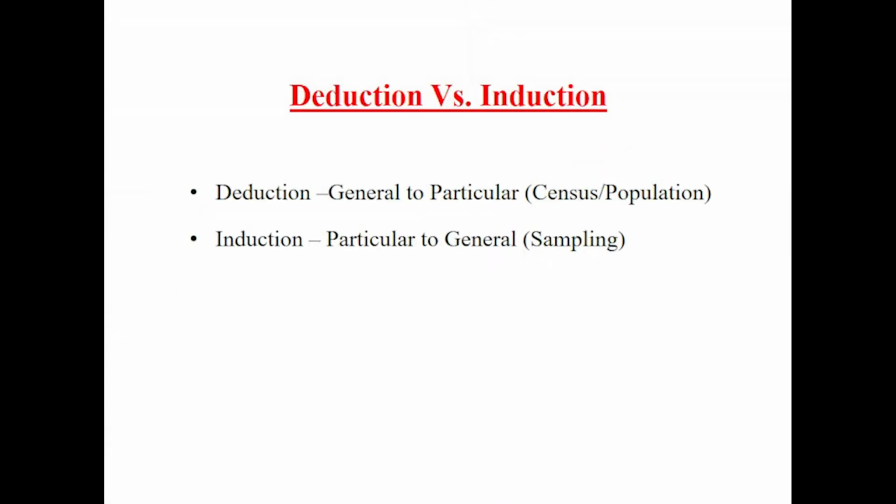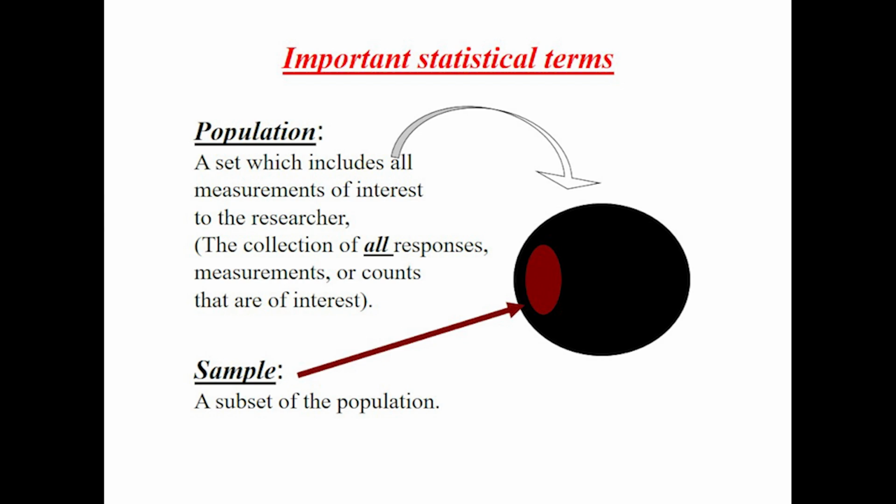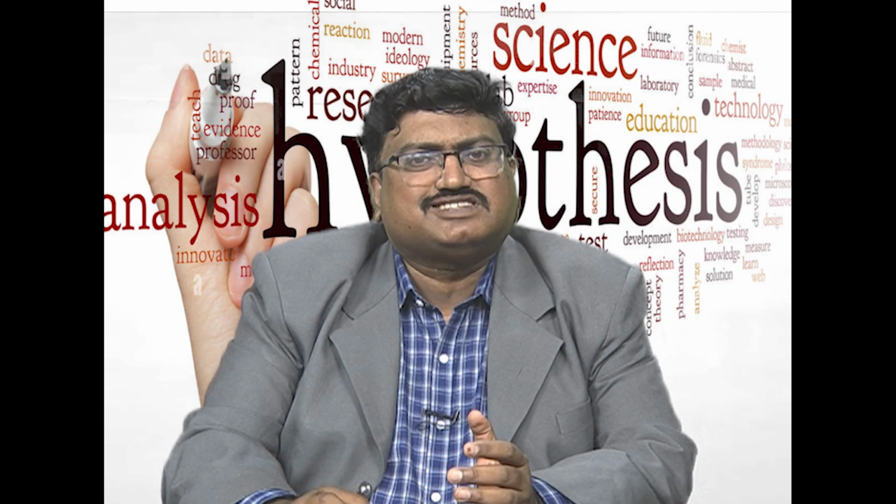Now, if we study the entire population and talk about one individual, we call it the deductive process, that is going from general to particular. If we study a few individuals and whatever results we get, we say it holds good for the entire population, this is what we call the induction study. So it's important for us to understand the words population and sample. What includes all the measurements put together is what we call a population, and a part of the population is what we call a sample.